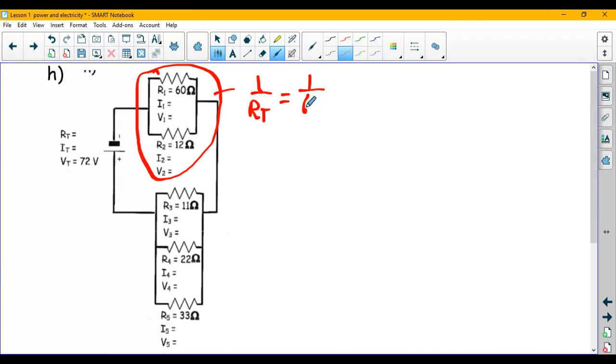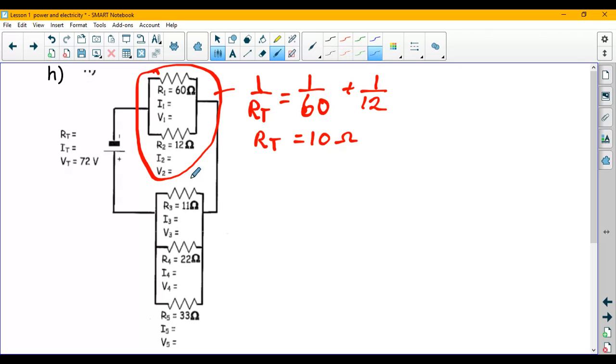So 1 over 60 plus 1 over 12, sorry, I apologize. So I'm going to put that in my calculator, 1 divided by 60 plus 1 divided by 12, and I'm going to invert it, and I ended up with 10 ohms. So that's what I've done for the red section.